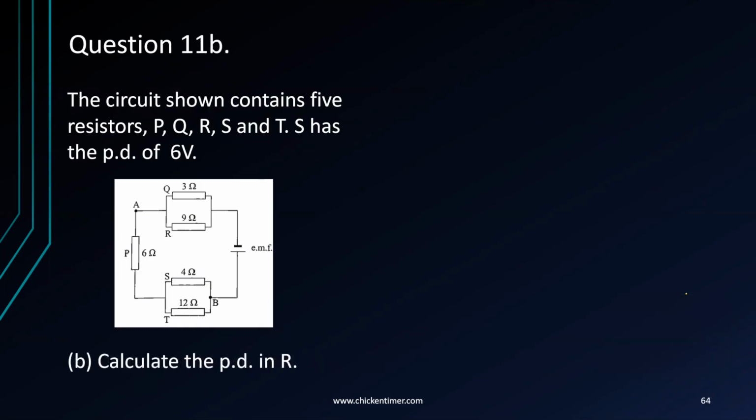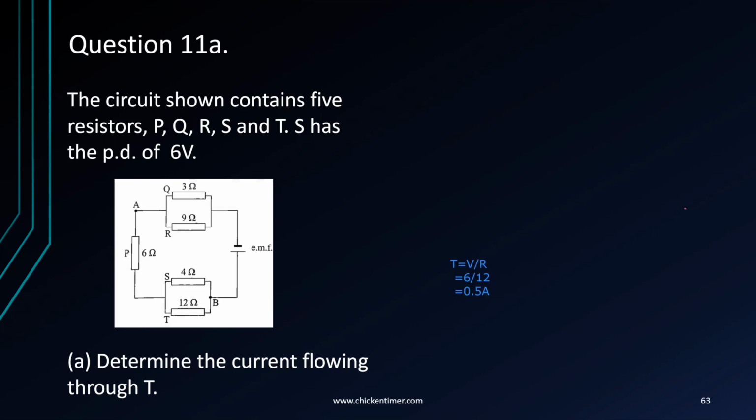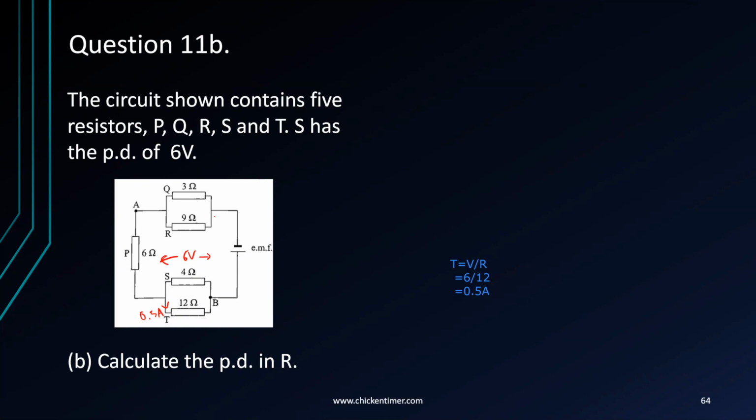Another scary looking one. This one tests your current splitting skills again. Okay, so you have 6 volts. So I equals V over R. So it's 6 divided by 12. So here is 0.5 amps. And down here is 6 volts. They already gave the PD.